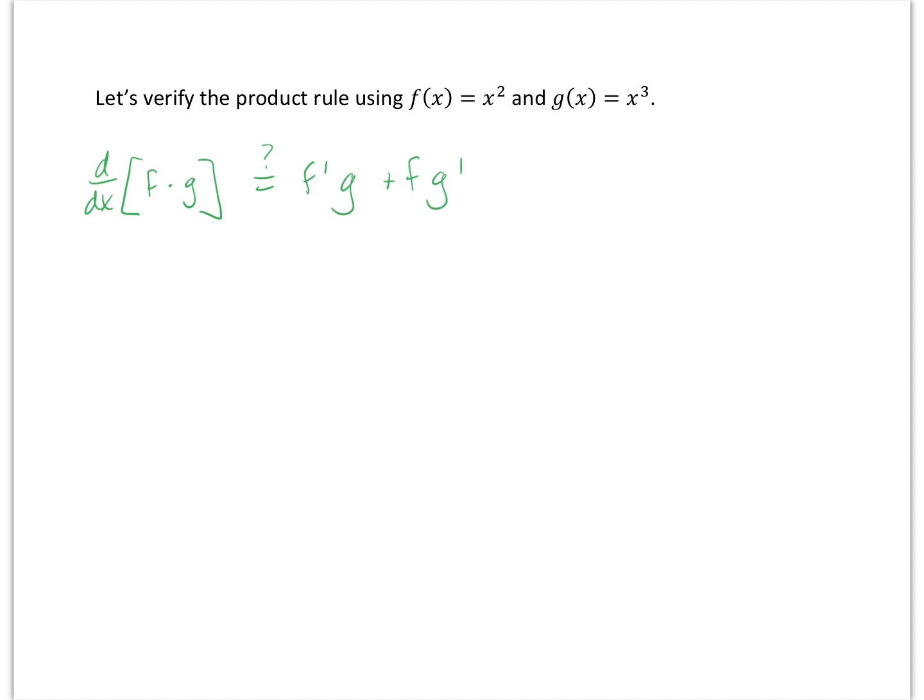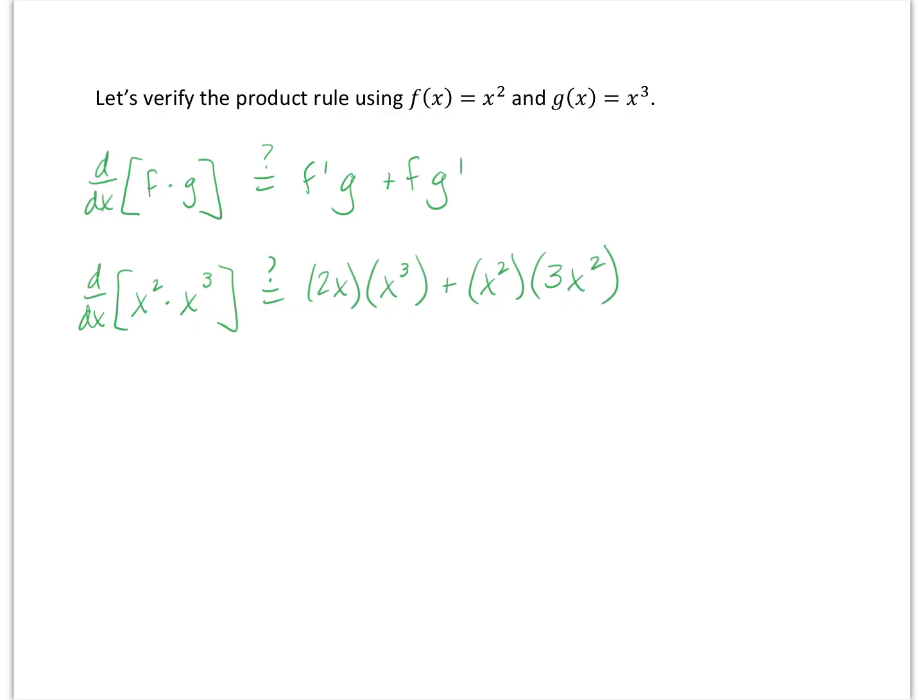Okay, so I'm going to use x squared as f and x cubed as g, make sure this works. So this is going to be d dx of x squared times x cubed. Does that equal f prime times g? So f prime is going to be 2x, g is x cubed, f is x squared, and g prime is 3x squared. So I'm going to work the left and work the right, make sure they come out the same.